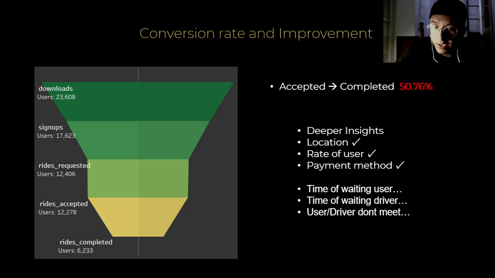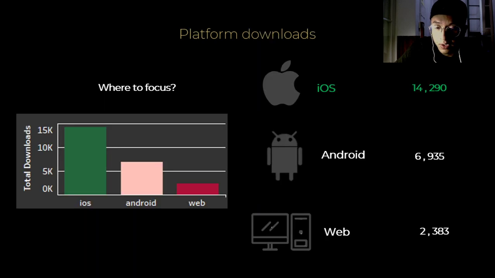I believe we can study the step from rides accepted to rides completed more deeply by collecting data on the waiting time that the user or the driver spends waiting at the pickup location for each other, or when neither of them can find the other because of the wrong pickup location point. I can tell by the small decrease from rides requested to rides accepted that the location, rating of users and drivers, or payment method do not have a big impact.